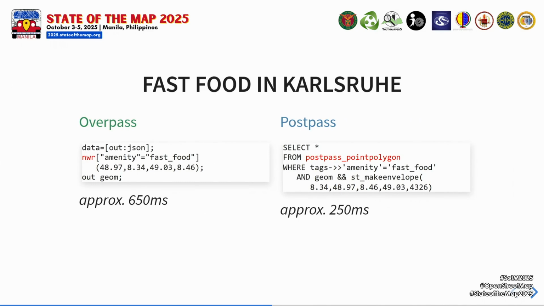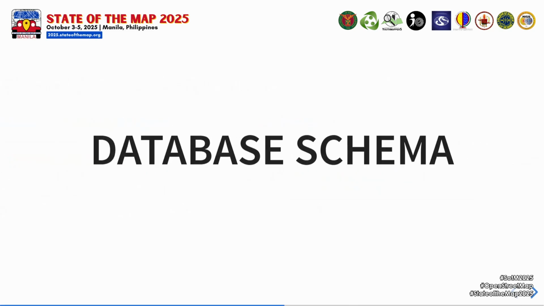The previous query was about points only, nodes only. This is a query that asked about nodes and relations. In Overpass, you would do that by replacing the node with an NWR for node-way-relation. In Postpass, you would use the convenience table point polygon, which contains all the points and all the polygons. I'll come to the data model in a minute.